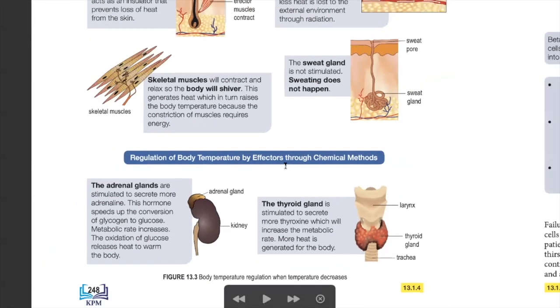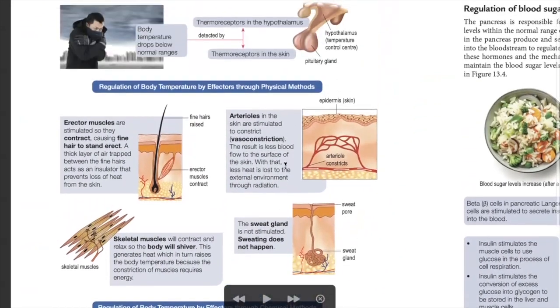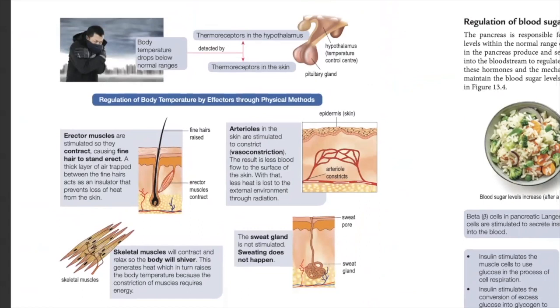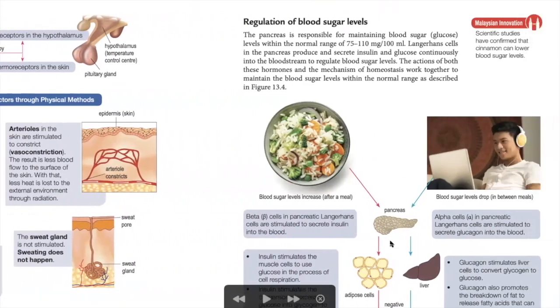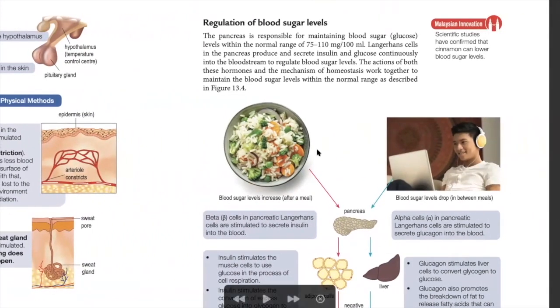Okay, basically, maybe you can just remember one situation. For example, you want to remember what happened to the effector during hot weather. For the cool weather, you just change the term. For example, kalau increase, tulis decrease. Kalau dia erect, yang tu tidak erect. Kalau yang ni shiver, yang ni tidak shivering. Okay guys, so let's go to the next one.